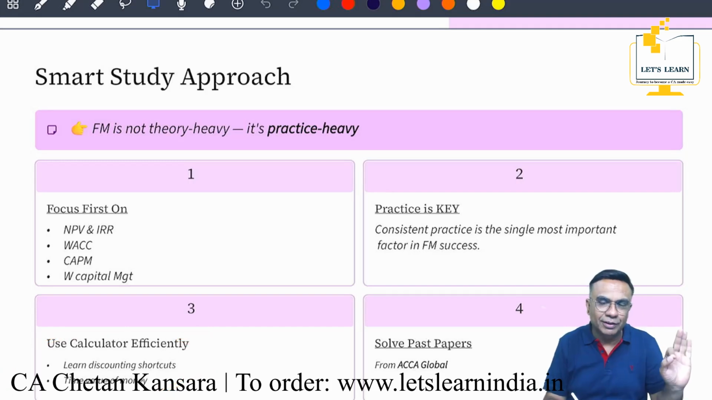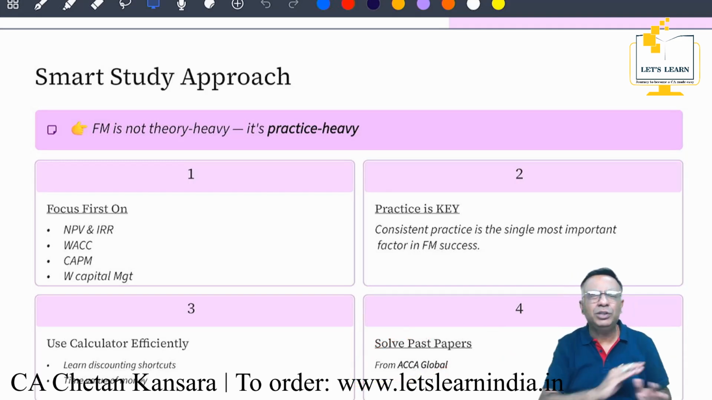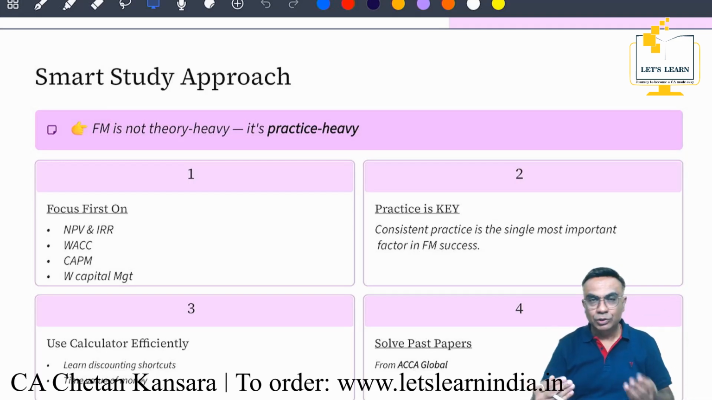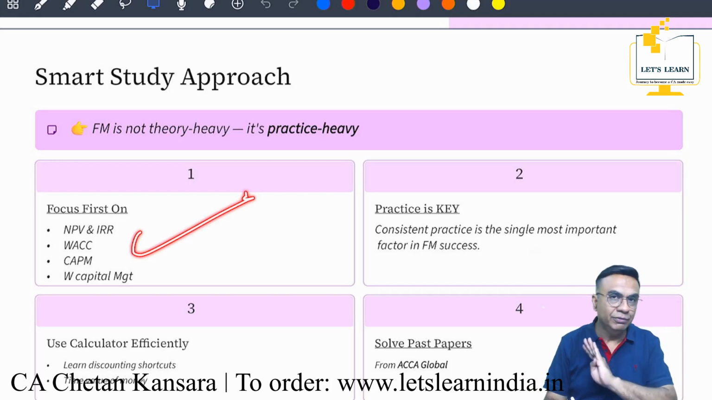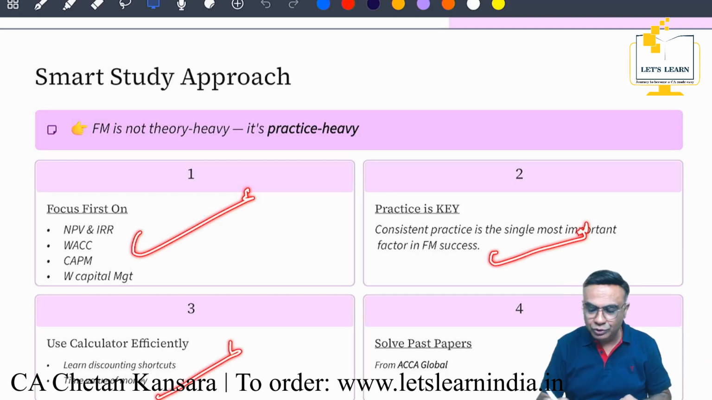Don't ignore it. Then lastly, you have to solve ACCA global papers. The past papers you need to solve. The more you solve, the more confident you will be. So these 4 topics are very important, practice is the key for this particular paper, then calculator use, and solve the past papers.